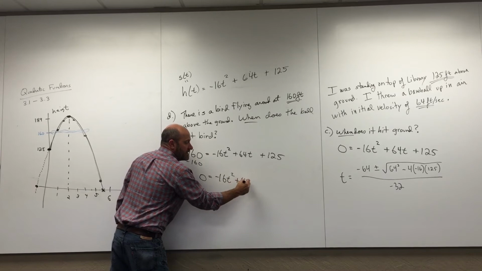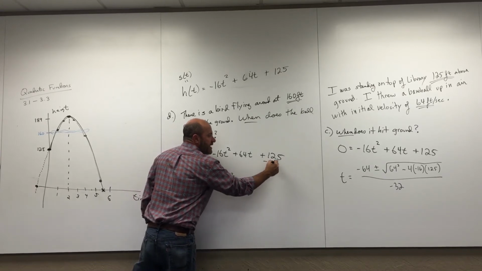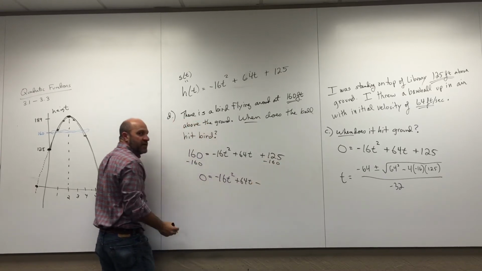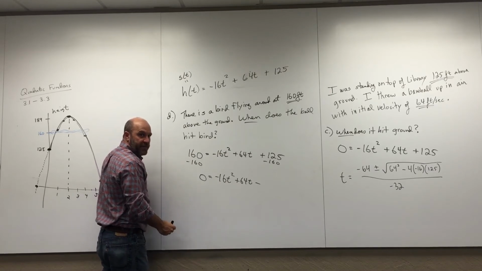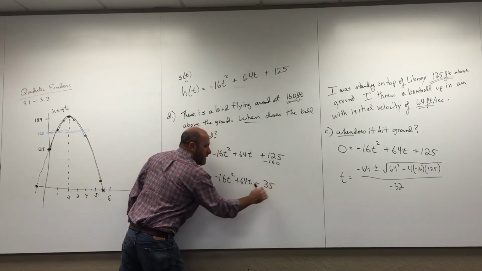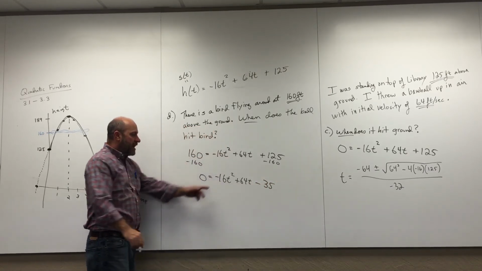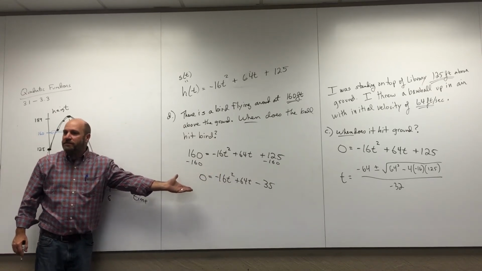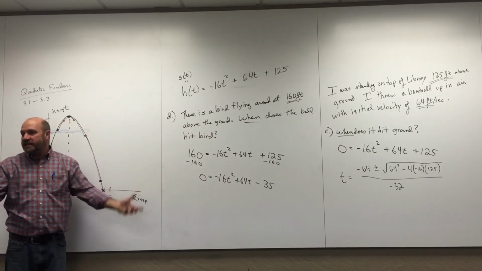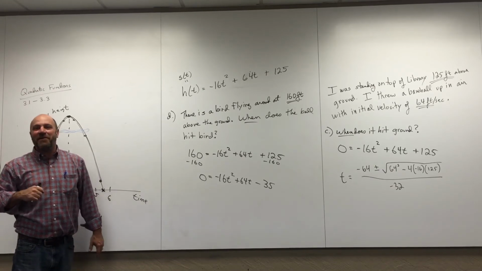All right, hold on. I subtract the 160. This is a negative 35. This is a t. And now I'm solving this quadratic equation. Solving this quadratic equation will lead to this answer. When do you hit the bird?